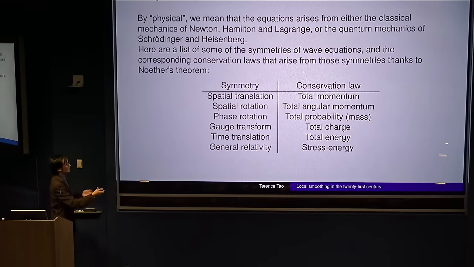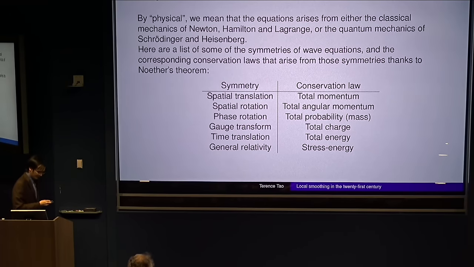If you have rotation symmetry, you conserve angular momentum. If you have what's called phase rotation symmetry, you conserve total probability. If you have gauge transforms, you conserve charge. If your equations are time translation invariant, they don't privilege time zero over any other time, then that's where energy conservation comes from. And then there's a really fancy symmetry that sort of contains all the previous ones to some extent. The principle of general relativity says that the laws of physics should look the same in every single reference frame, even the non-inertial ones. And that leads to actually a point-wise conservation law, a conservation of stress energy, which is in some sense stronger than most of the previous ones. But we won't talk about that one.